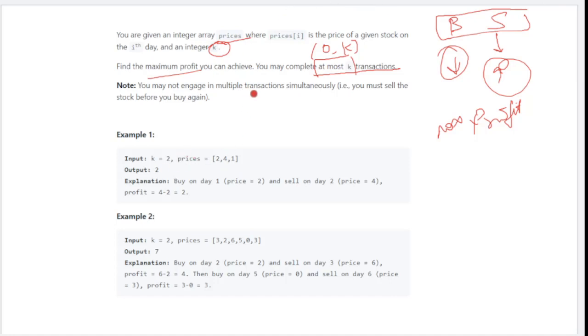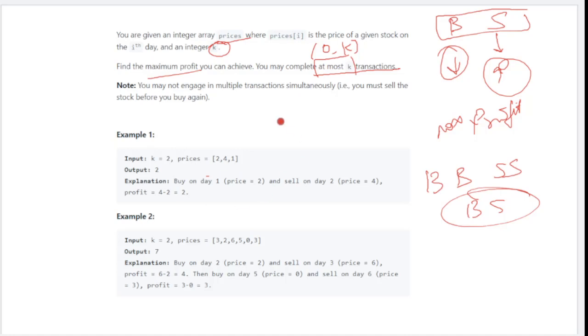Now you must not engage in multiple transactions simultaneously. That means before buying another stock you must sell the first one. Let's say you cannot perform buy, sell, sell, buy and sell simultaneously.